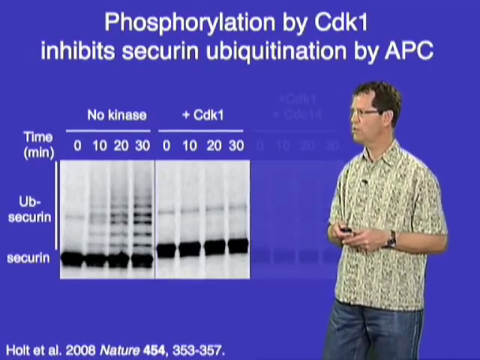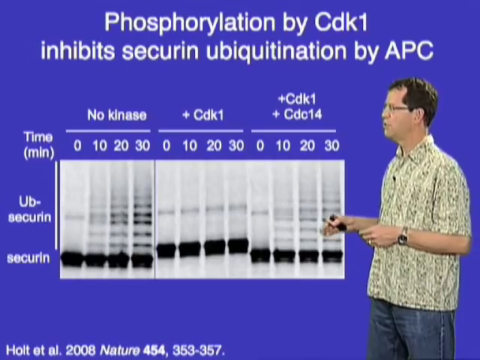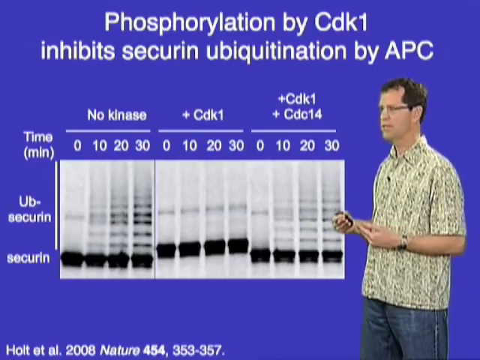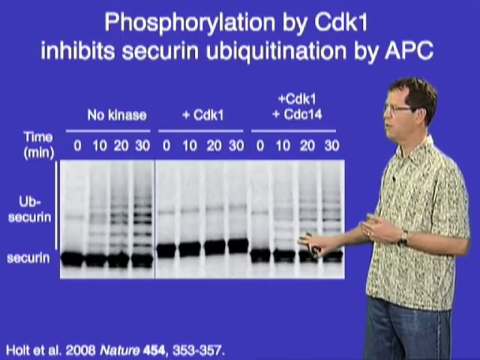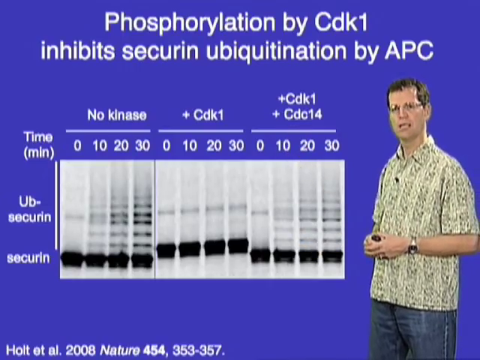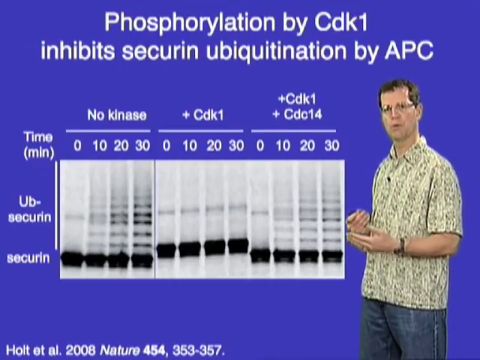Then, of course, we were also able to restore ubiquitination of the protein by treating that phosphorylated protein with the phosphatase, CDC14. And so by adding CDC14 to the reaction, we can now restore ubiquitination of securin, indicating that this phosphoregulation is reversible by the appropriate phosphatase.